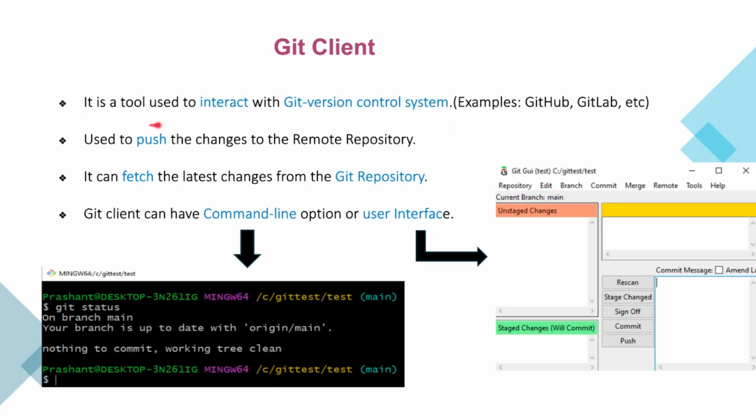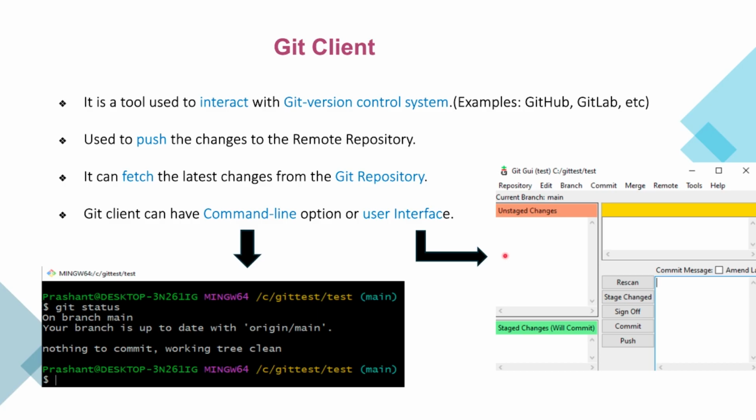Git client is a tool to interact with the Git version control system. The Git version control system can be GitHub, GitLab, Bitbucket, etc. Using Git client, we can push the changes to the remote repository. Using Git client, we can fetch the latest changes from the Git repository. This Git repository can be GitHub, GitLab, etc. Git client can have a command line option or the user interface.